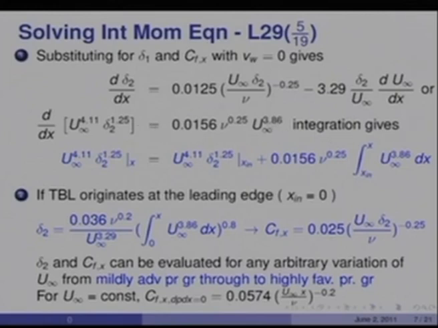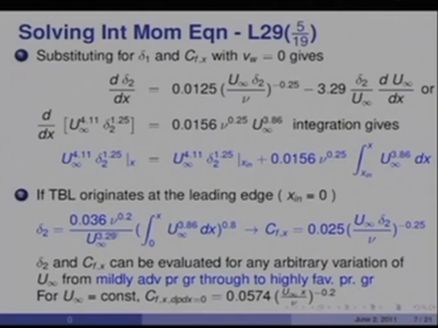And if I integrate that, then I would get u infinity 4.11 delta 2 raised to 1.25 at any x would be equal to the same quantity at the lower limit of integration plus 0.0156 nu raised to 0.25 integral from 0 to x of u infinity 3.86 dx. Now, if the turbulent boundary layer originates at the leading edge, so that x in is 0, the lower limit of integration is 0, then I can readily evaluate delta 2 for any arbitrary variation of u infinity with x, because this integration can easily be done either by hand or by numerical integration, knowing of course, the variation of u infinity with respect to x.